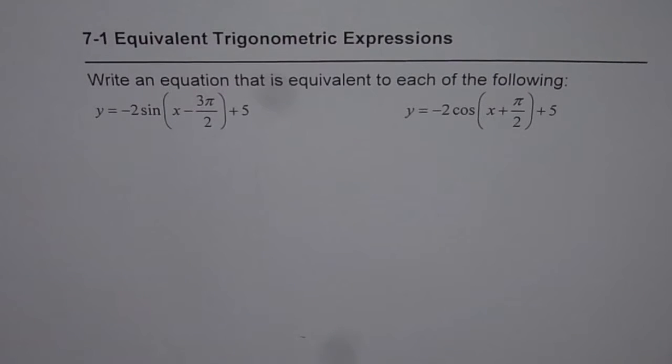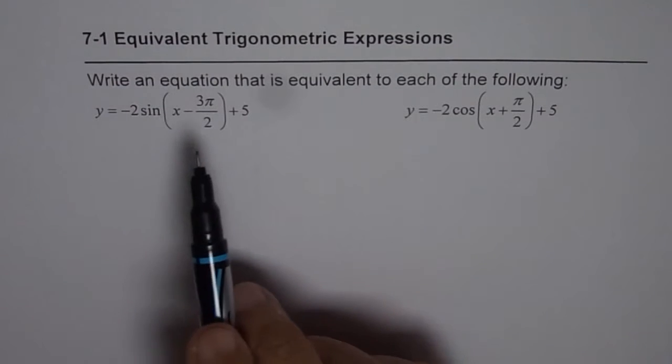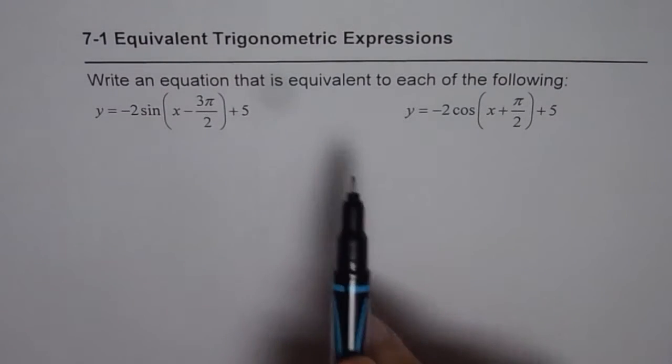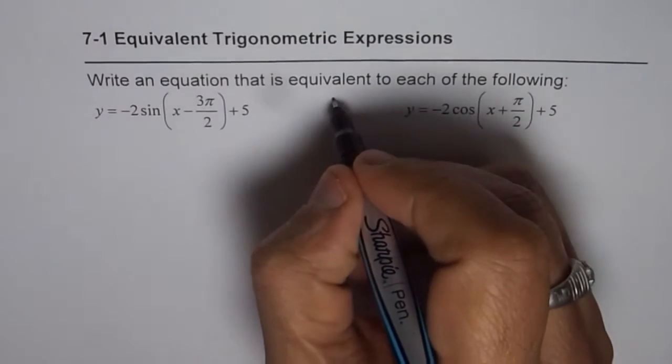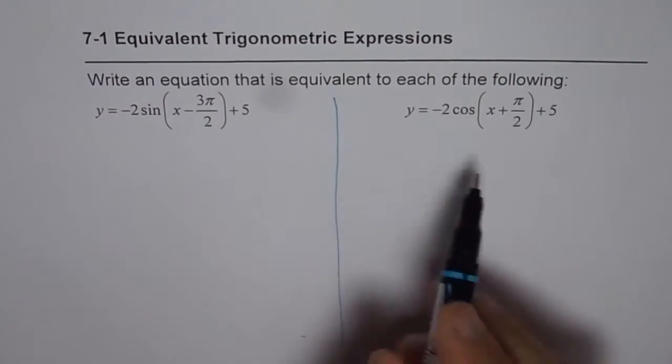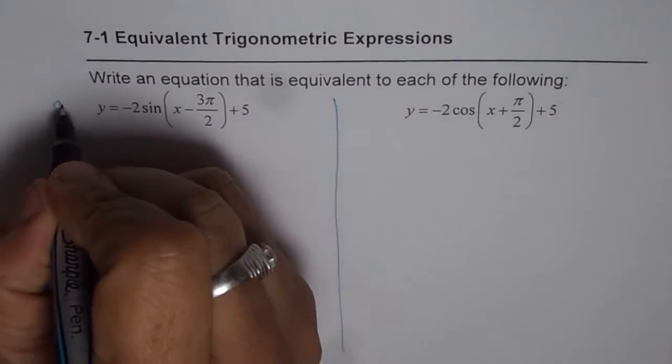I'm Anil Kumar, and in this question, we will try to understand how to utilize our knowledge about cofunction identities. The question here is, write an equation that is equivalent to each of the following. We have actually two different equations, two different examples. Let's call them A and B.